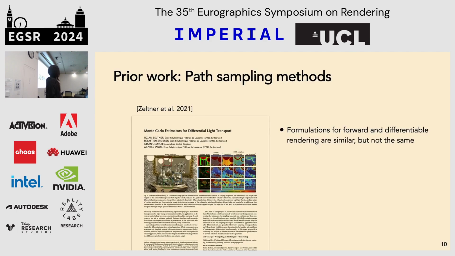Because the formulations for forward and differentiable rendering are similar, the path sampling methods used for forward rendering are often reused for differentiable rendering. However, this practice is suboptimal because the formulations are not exactly the same. Previous work has found that sampling methods tailored for differentiable rendering can greatly reduce variance.